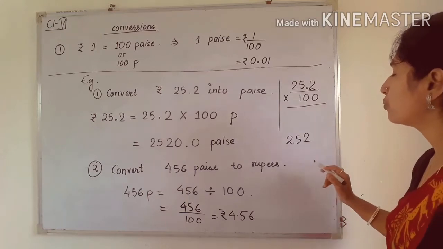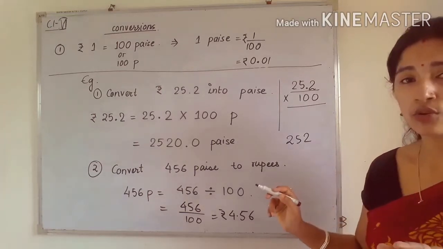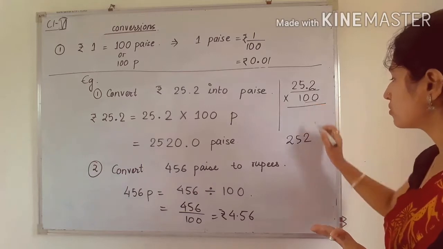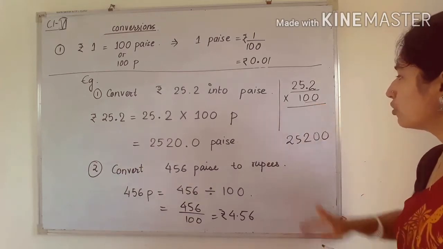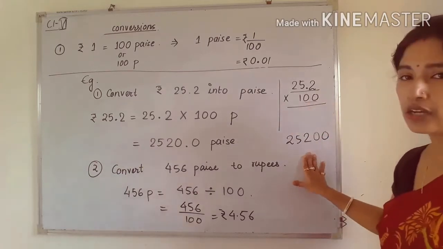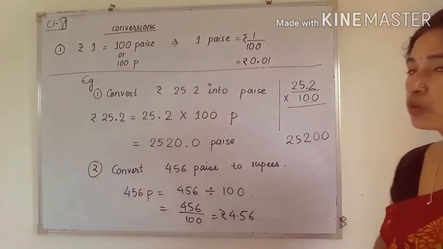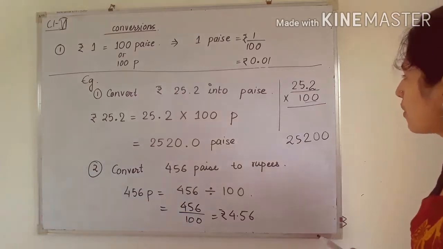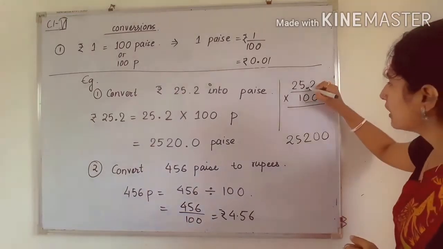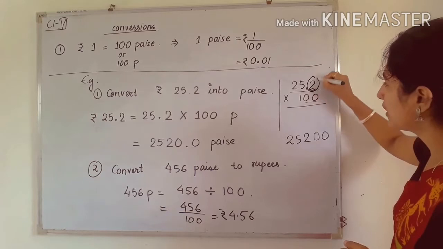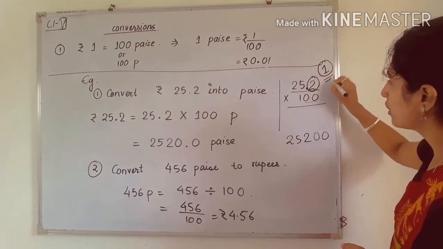Then next we have to put the zeros at the end. How many zeros are there? 2 zeros. You can directly multiply also and check, the answer will be this only. So 25200. Now you have to put the decimal point. So where to put the decimal point? See, after the decimal point, how many digits are there? Only 1 digit is there.